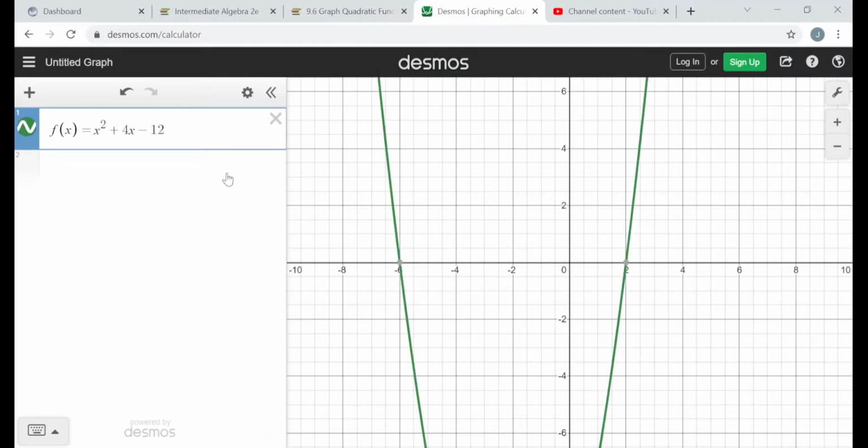And look at all the points that are highlighted here. There's negative 6, 0, an x-intercept. 2, 0, another x-intercept.